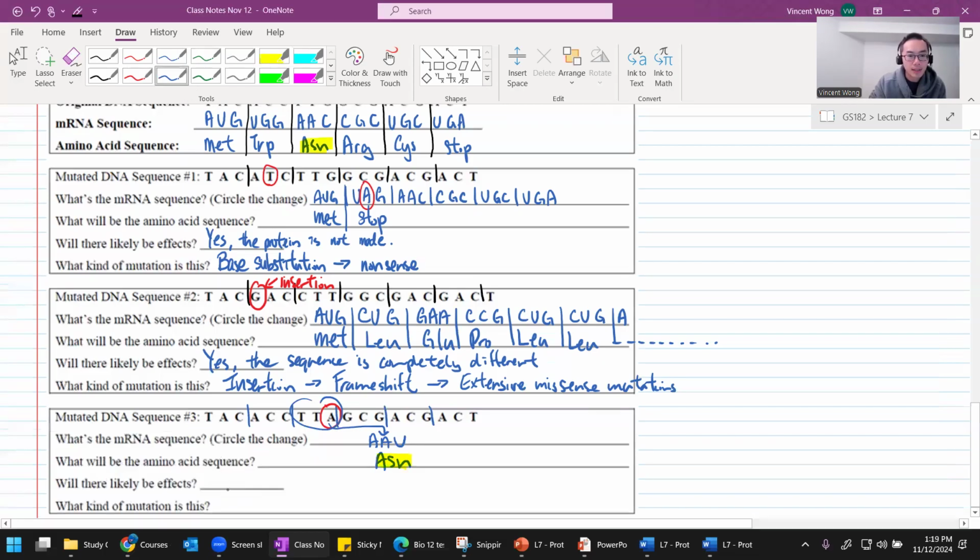So in this case, it will have no effects. It's a base substitution. And it results in a neutral mutation. Okay.